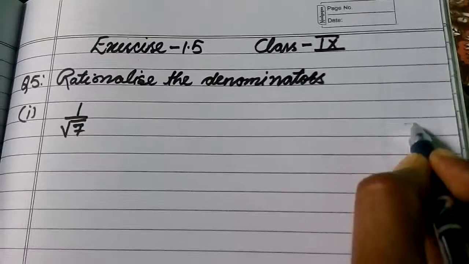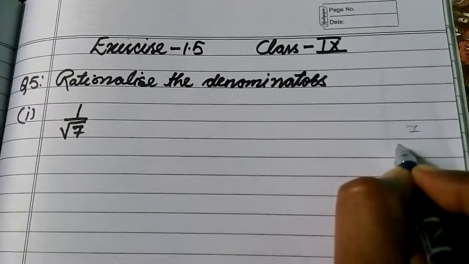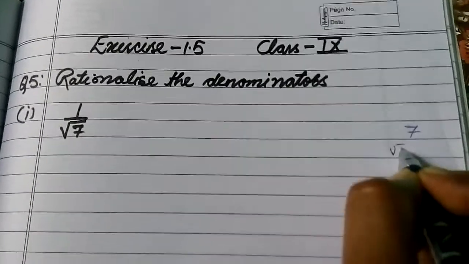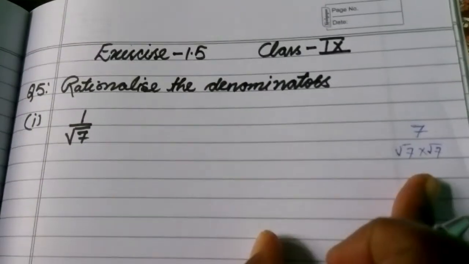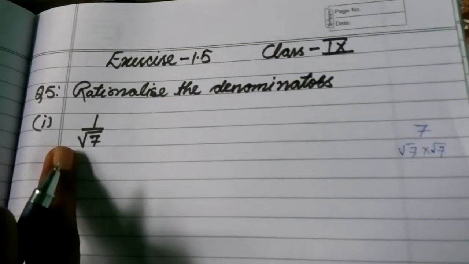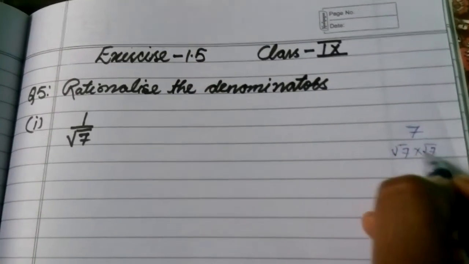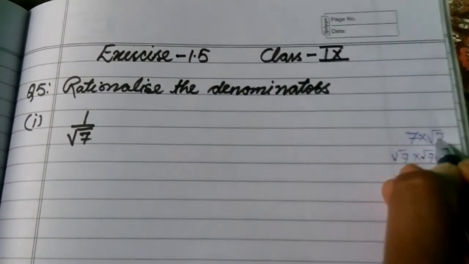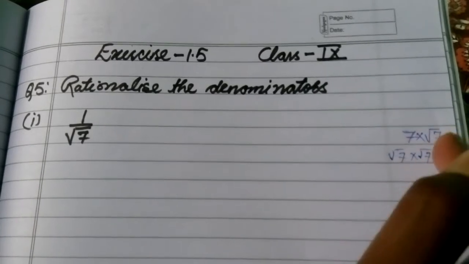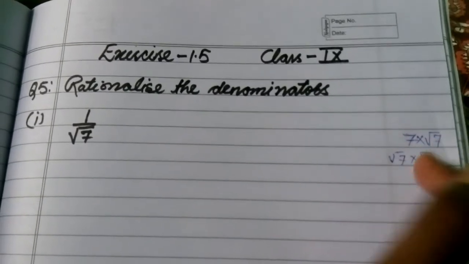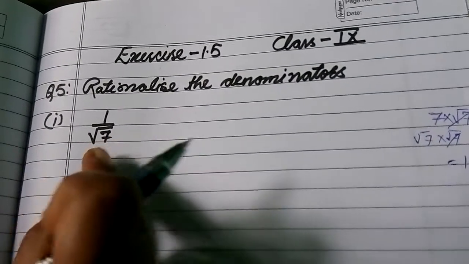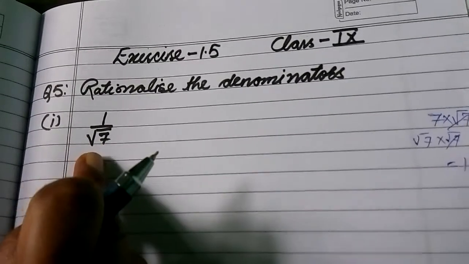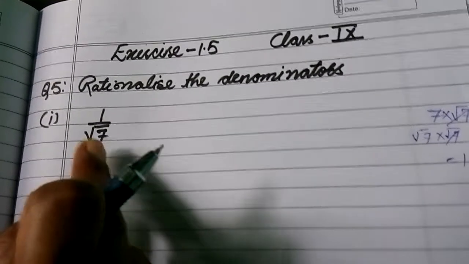Rational number means we have to change this root 7 into 7, and 7 can be written as root 7 into root 7. That means if we multiply this by root 7, then this will become 7. But what can we do? We have to multiply and divide both by this, so that this gets cancelled and you are left with 1. And why are we doing this? Just to make this denominator rational, because this is irrational.